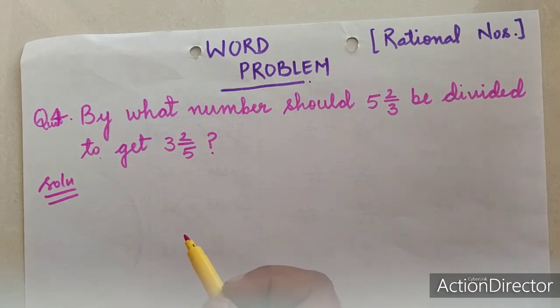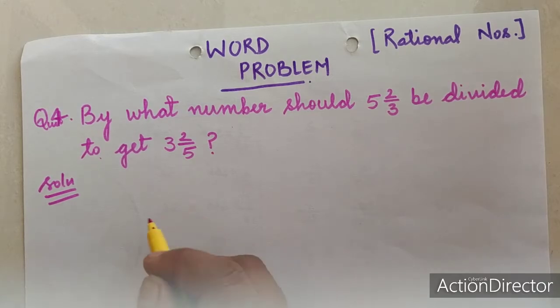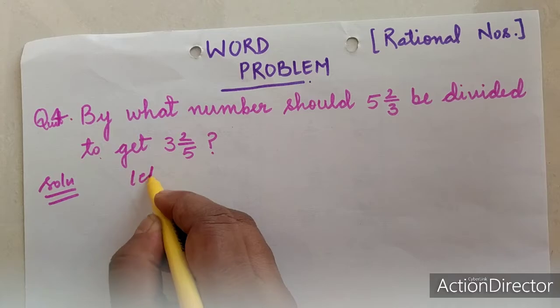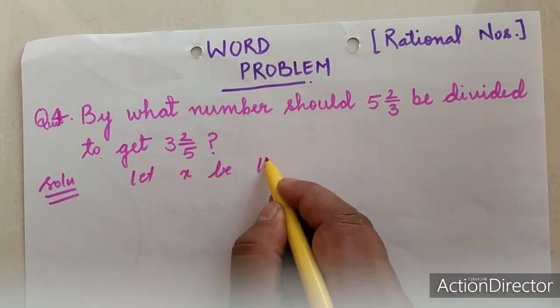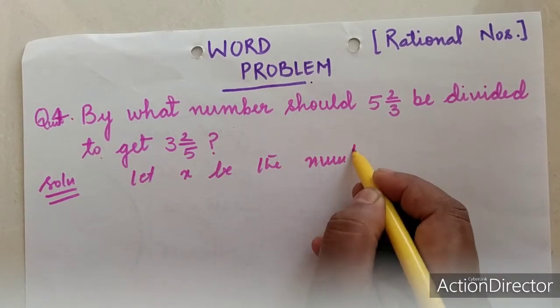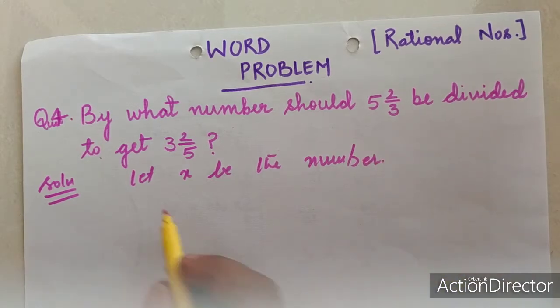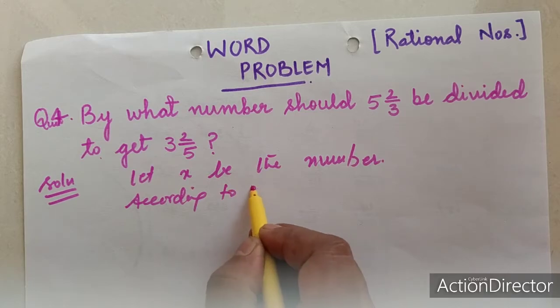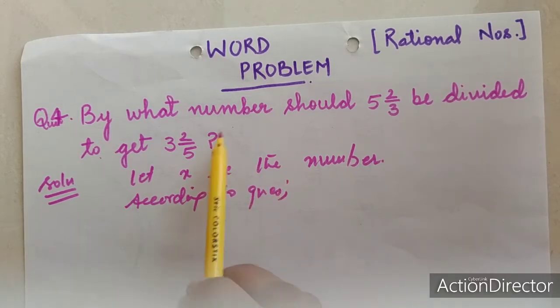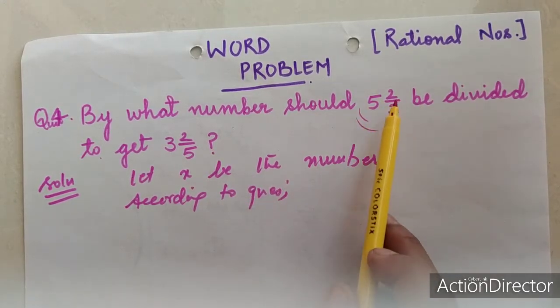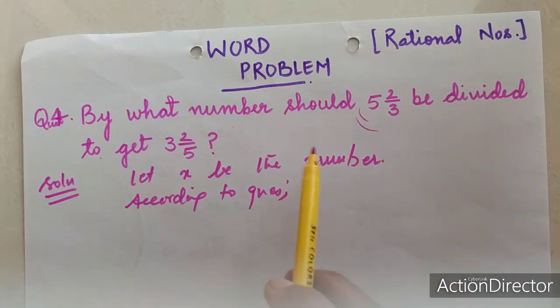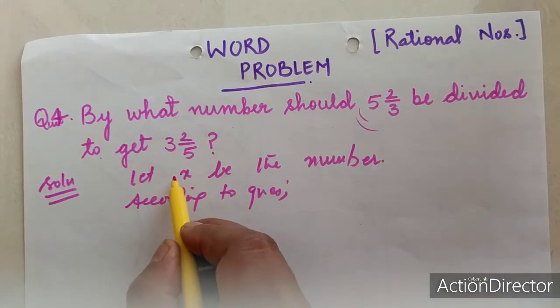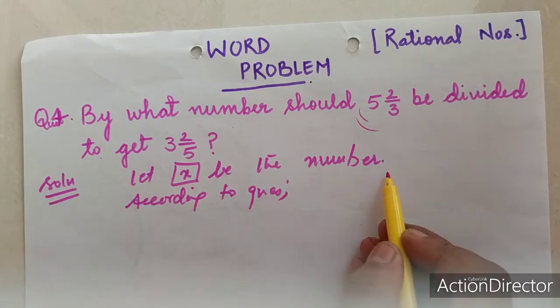Out of many infinite numbers, we are not supposed to think of a direct answer, the correct answer. So we are going to think of a variable. What variable? Let x be the number. We have to write, let x be the number. Then according to the question, they are asking us to divide this number by a number. What is that number? X. So I am going to write, let x be the number.